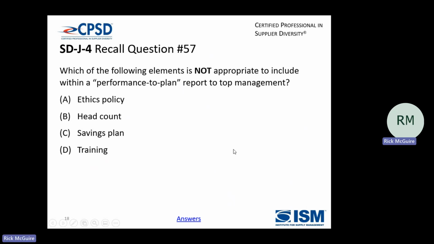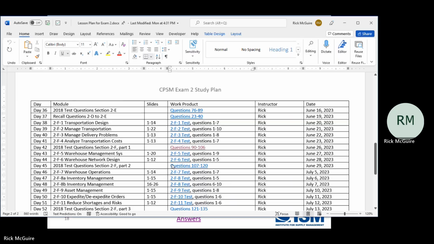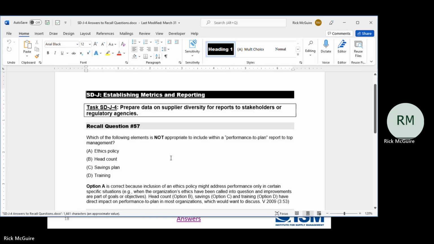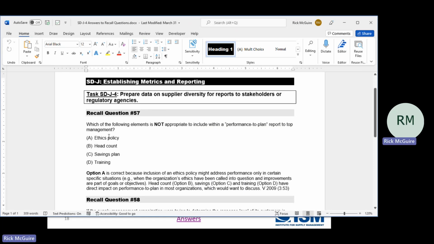All right. Which of the following elements is not appropriate to include with a performance to plan report to top management? Ethics policy, performance to plan. I don't think ethics would be in there. Headcount would be, certainly. Savings plan would be, and training would be. So it's got to be A. A it is. Ethics policy would not be appropriate to include in a performance to plan.